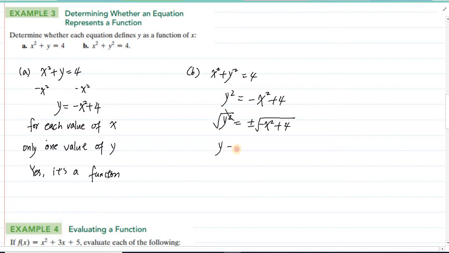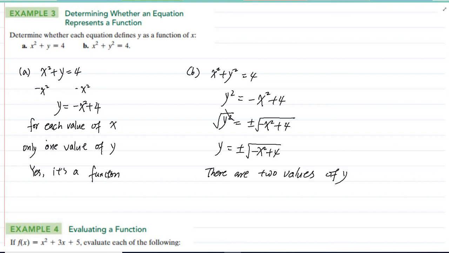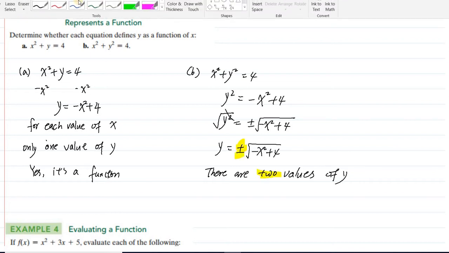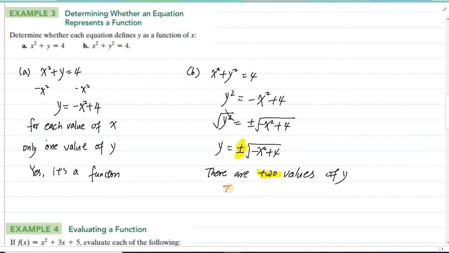So we're going to say y equals positive or negative the square root of negative x squared plus 4. From this, we observe there are two values of y. Because here we have a plus or minus, that's why we have two values of y. So by the definition, we say this is not a function.